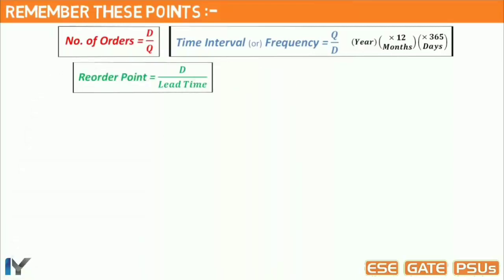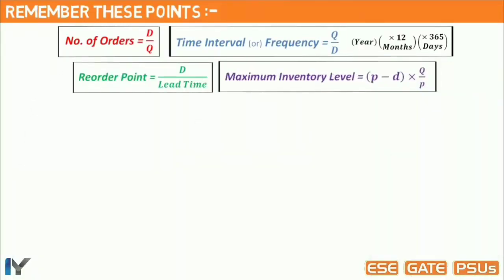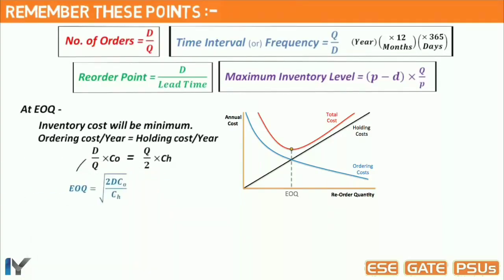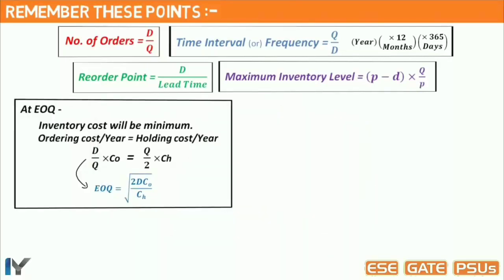Reorder point is demand upon lead time, and maximum inventory level is (P minus D) into EOQ by P. Here P is production rate and D is demand rate, but both should have the same unit. Now the important point is, at EOQ, inventory cost will be minimum and ordering cost per year will be equal to holding cost per year, which is clearly shown in this chart, and just now we have seen the formula for this cost. After simplifying this equation only, we get the formula for economic order quantity. So remember this point also.